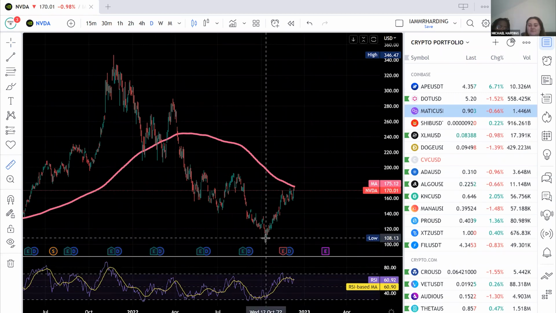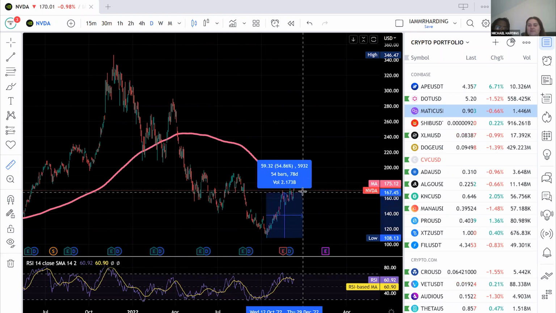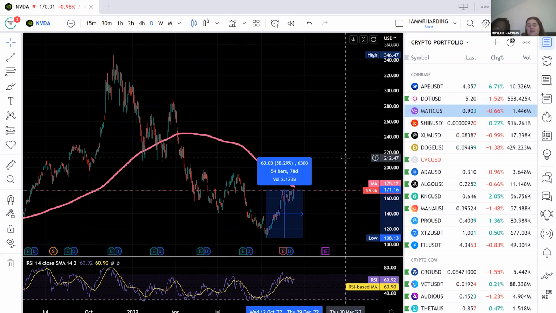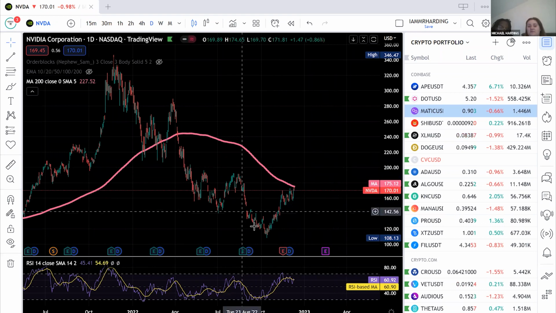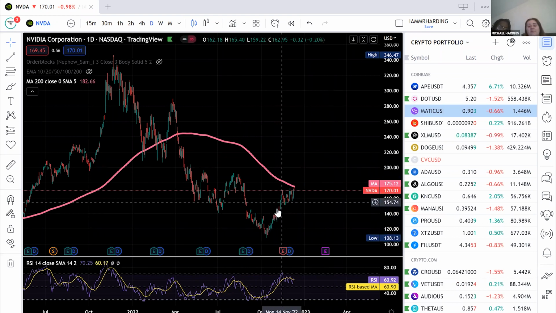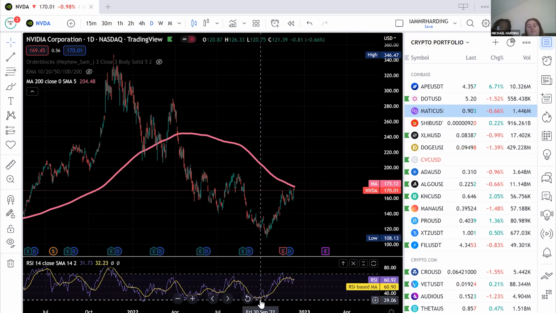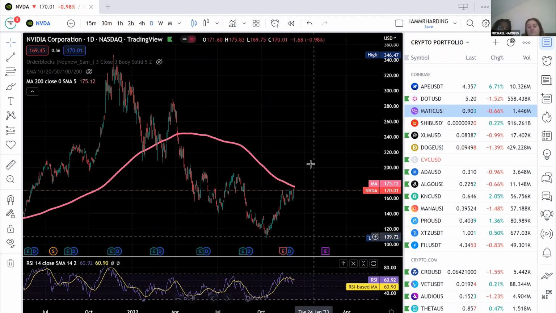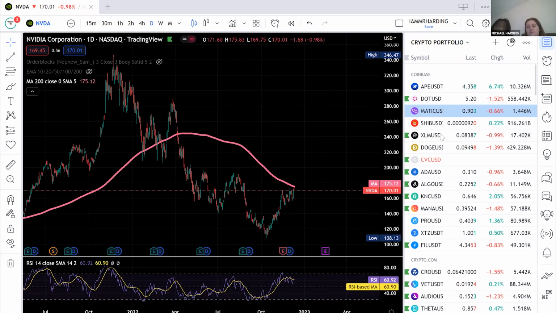Nvidia did what? I reckon it would have done at least... Oh, wow. 58% since September. That's crazy. Anyone that spotted that. Guys, if you're in Nvidia right now, I would look at it. And again, the RSI was screaming it. Look, 30. So if anyone spotted that, congratulations.